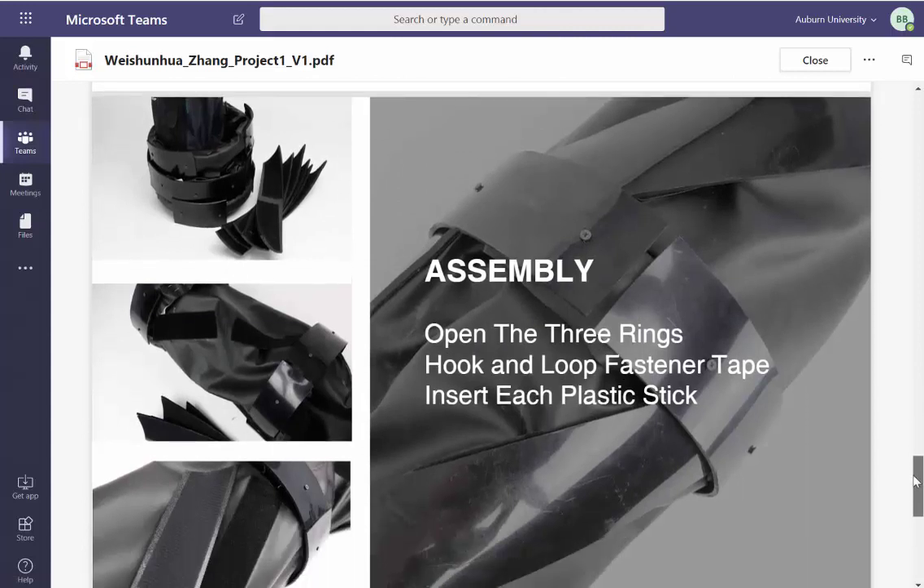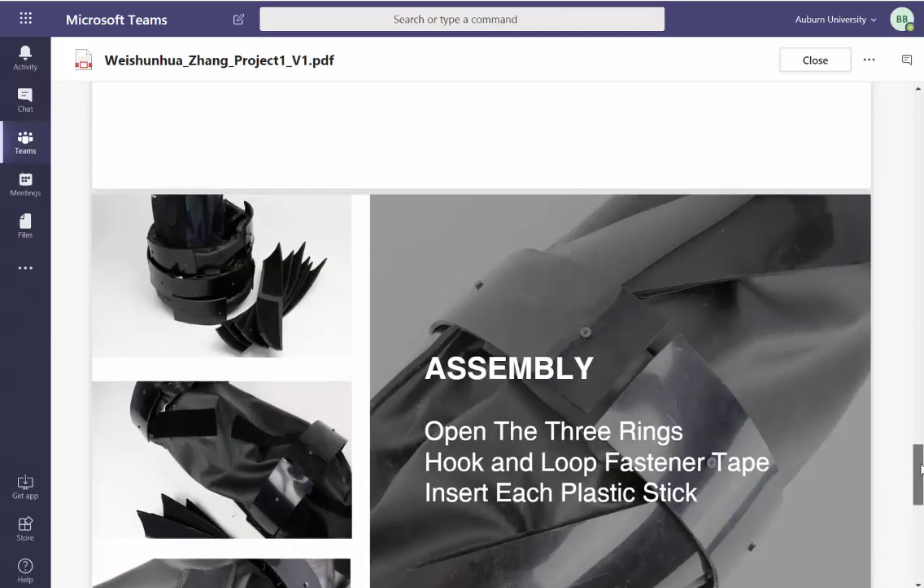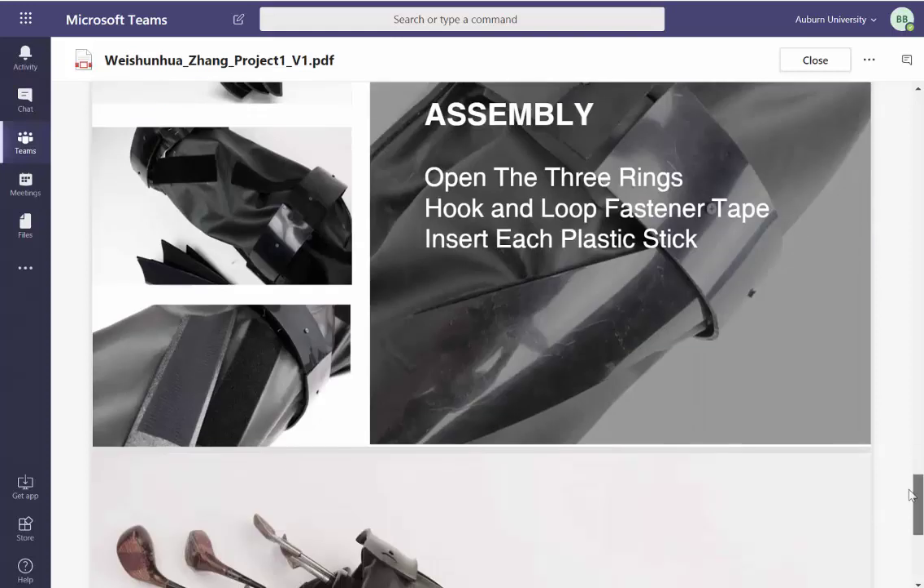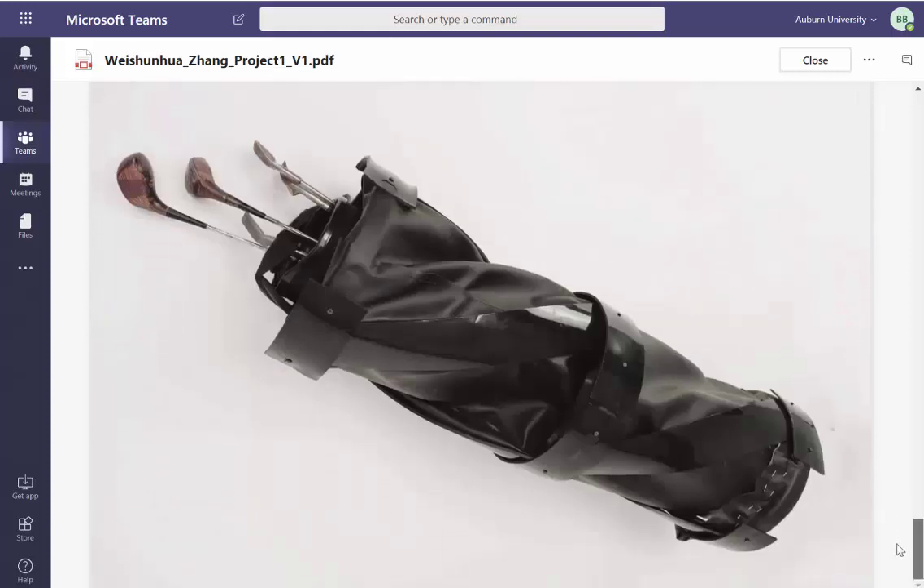Assembly, I need step 1, step 2, step 3. Showing how it goes together. Showing how it collapses. Once again, when you explain why it's important to have a collapsible golf bag, then I'll start appreciating how easy it is to assemble or disassemble.